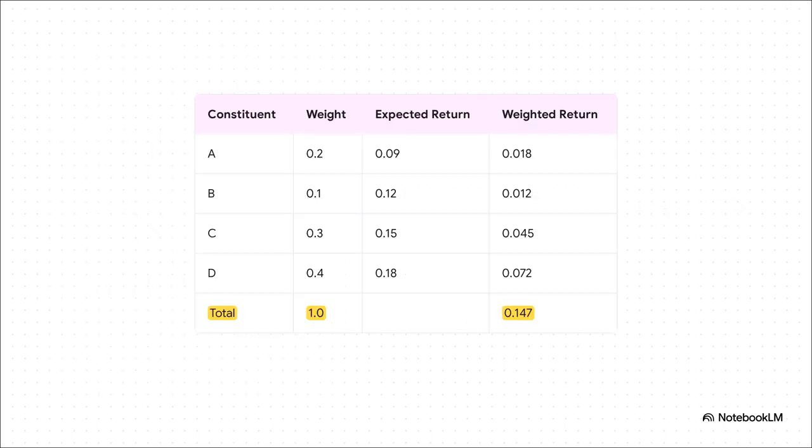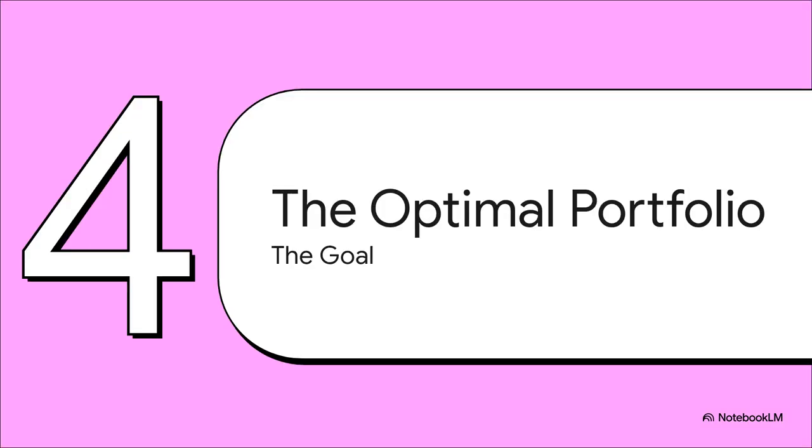Okay, after that complicated risk calculation, here's the good news. Figuring out your portfolio's expected return is super simple. It's just a weighted average of everything in it. You multiply each asset's weight by its expected return, add it all up, and boom! In this case, you get 14.7%. Easy. So we've got a number for return, and we've got a number for risk.